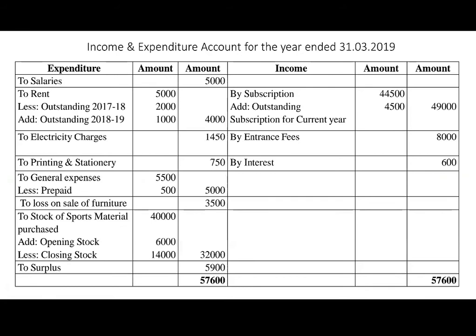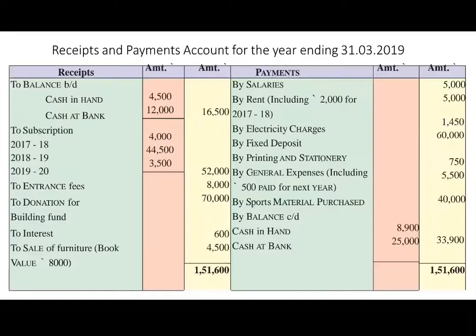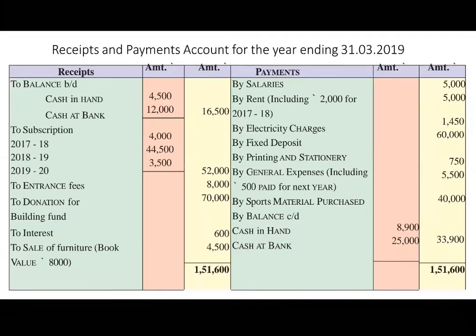Now either you can record in the way we have learned in the last lecture or you can record in the way which I am showing in this problem. Okay, so the stock of sports material purchased, which we saw on the payment side. If you see here on the payment side, sports material was purchased, of how much? 40,000, right?